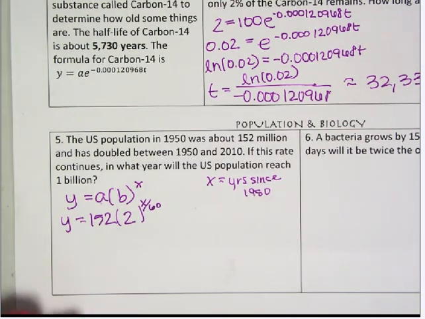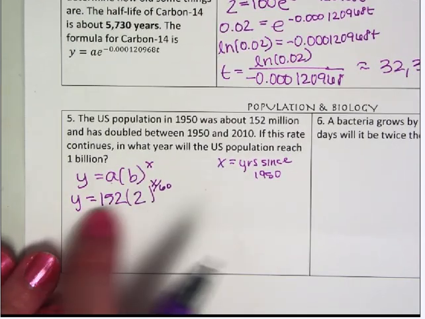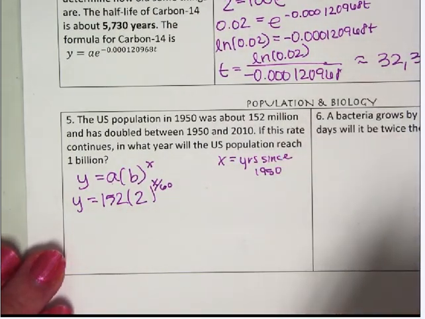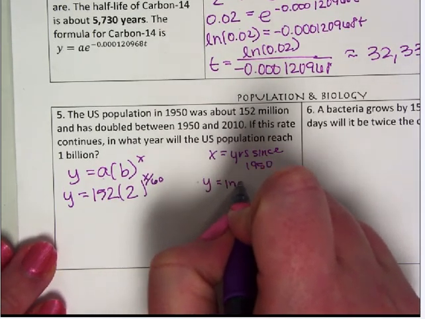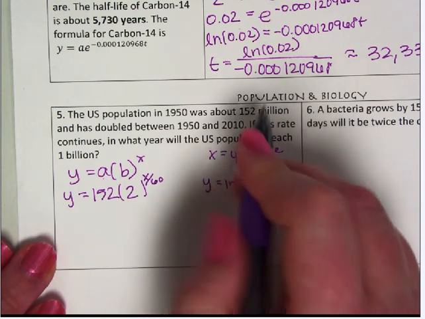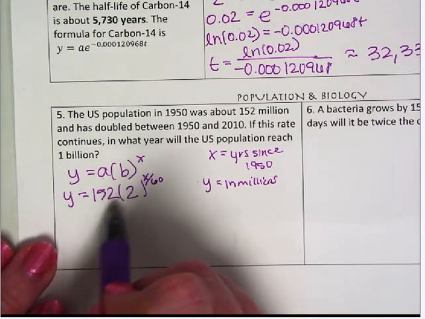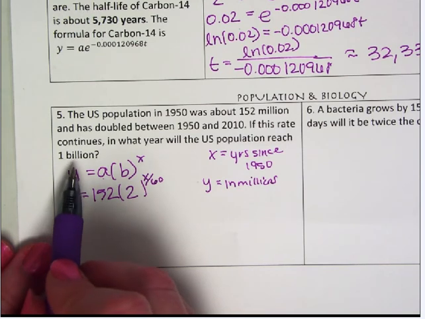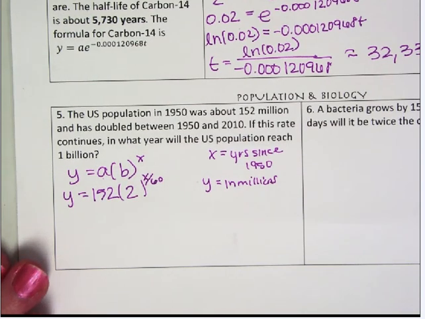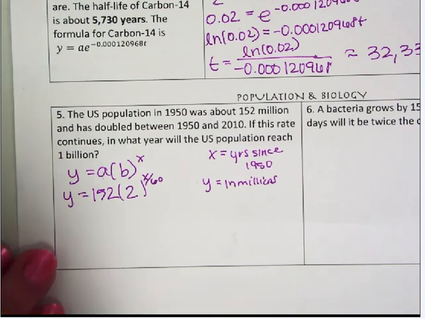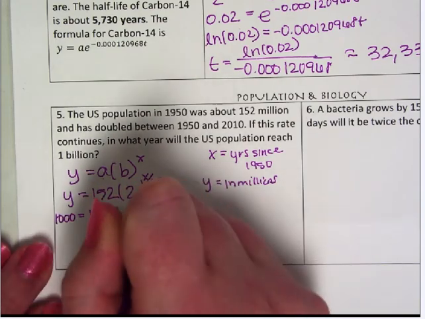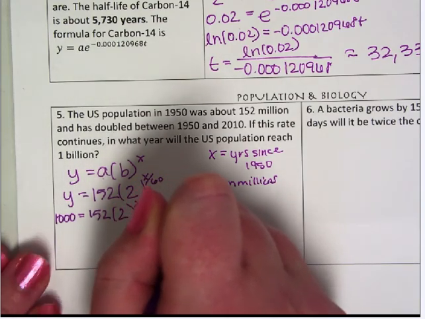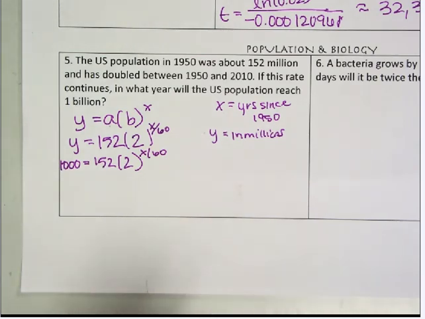Okay. So we're wondering when it will reach 1 billion. Well, our Y we want to represent in millions, right? And that's because we're not going to be adding all these zeros to 152. So how many millions are in a billion? There's 1,000, right? So I'm going to put 1,000 equals 152 times 2 to the x over 60. So this is our exponential equation we're going to solve.